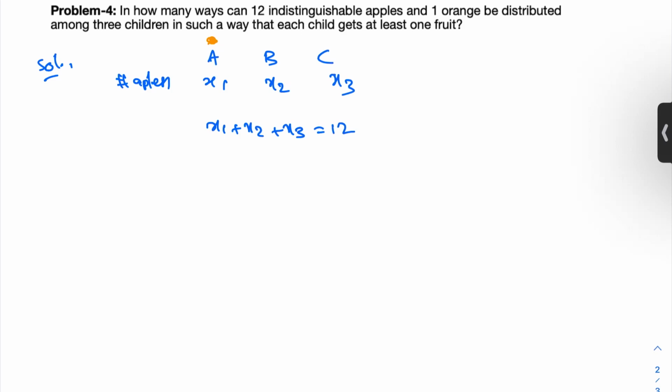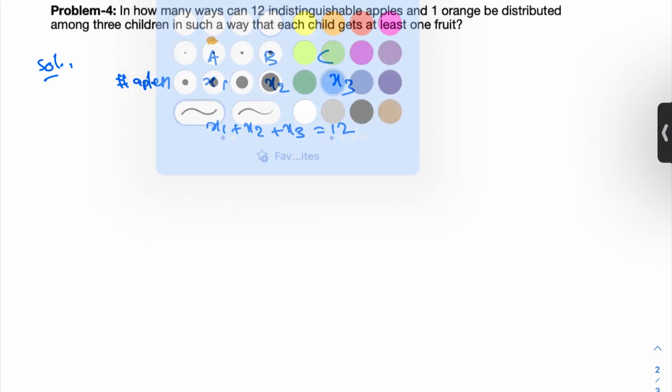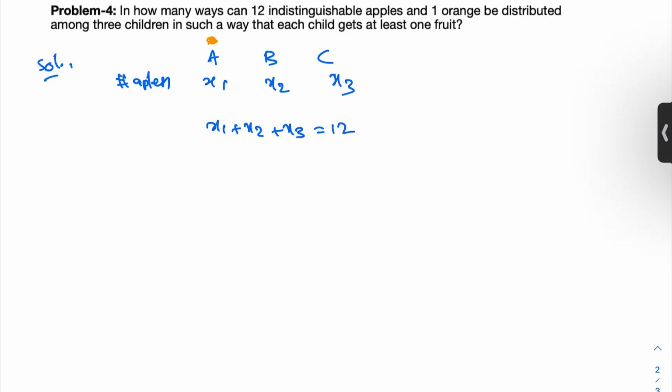Now what we want is that each child should get at least one fruit. A already got the orange, so the number of apples he is going to get should be non-negative. It can be 0 also. So here x1 should be non-negative. B hasn't got any orange, so the number of apples he is getting must be positive because each child should get at least one fruit. That's why x2 should be positive and x3 also should be positive.